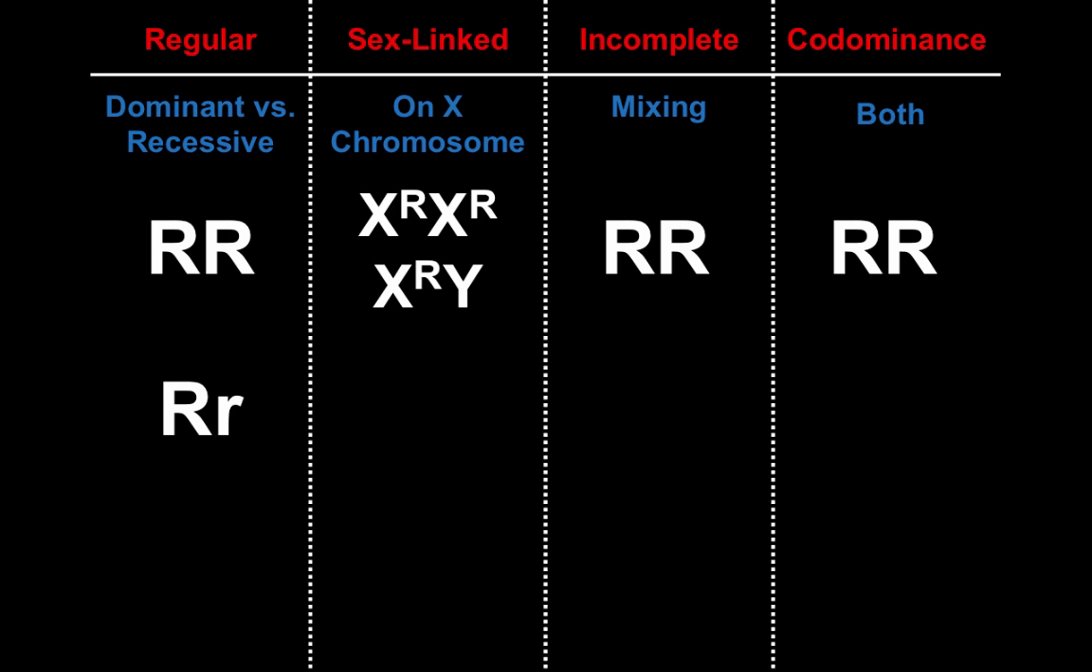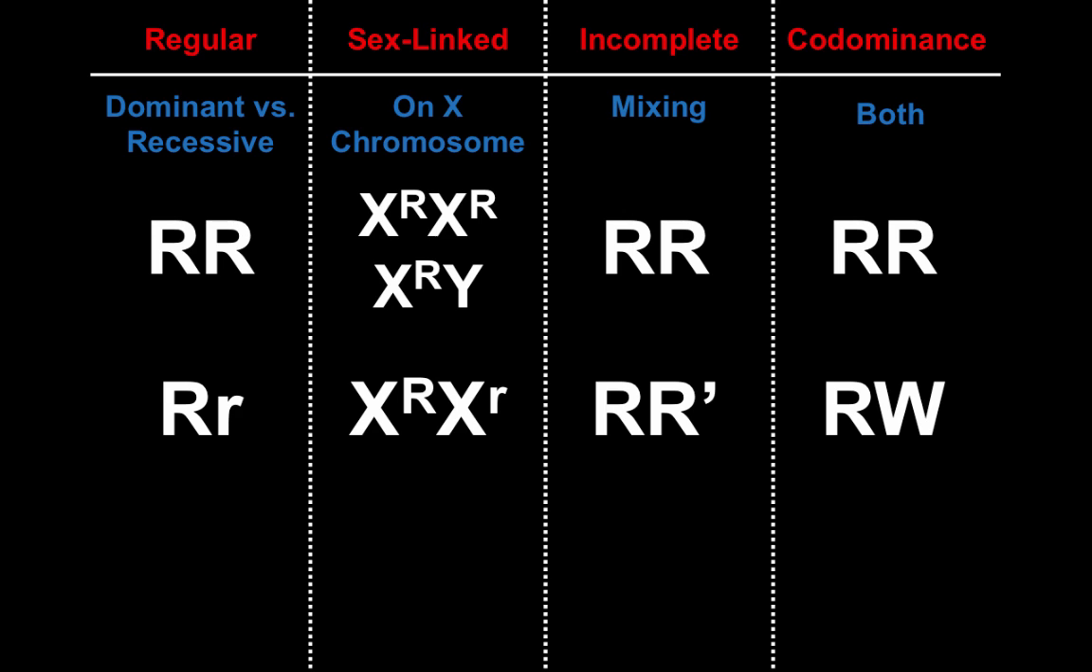Now, the heterozygous for regular is big R, little r. Only females can be heterozygous for sex-linked because a male does not have that second X to have a letter on it. In incomplete, the heterozygous is going to have those primes. And in codominance, we're going to have a completely separate letter.